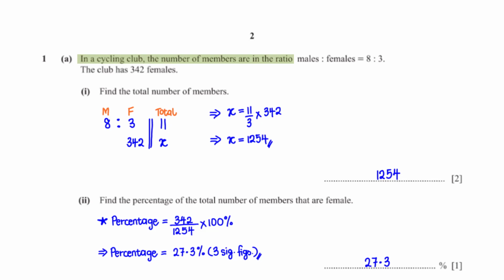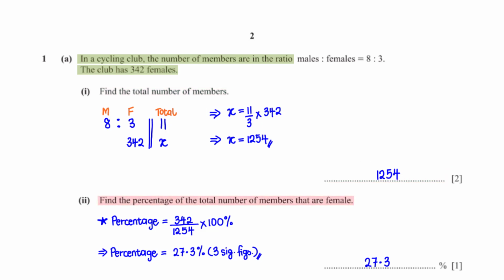In a cycling club, the number of members are in the ratio males to females equals 8:3. The club has 342 females. Find the total number of members. In our ratio setup, when we add 8 and 3, we get 11. We've been told the number of females is 342 and we want to find the total number of members. This is what we are calling X. From this, we can cross multiply and make X the subject. This gives us 11 times 342 divided by 3, which is equal to 1254.